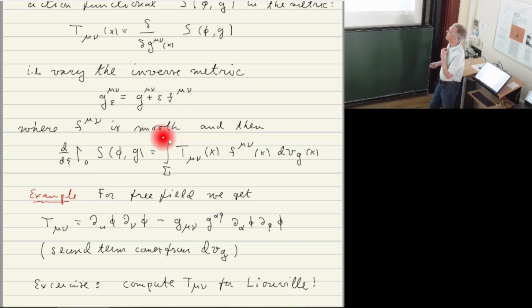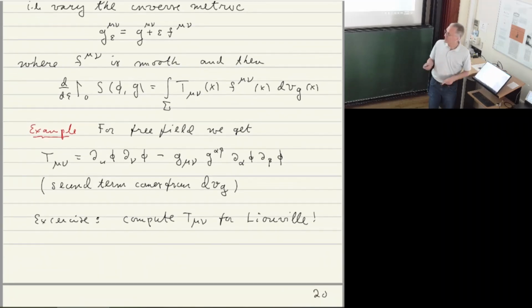Then obviously what you get is a linear functional in what you add, because it's a derivative. You can write it as an integral over the volume times something, and that something is called the stress energy tensor. It has to be contracted with this f which we add, so it has two indices, and it will be a local function because our action was local. And if you do it for the free field, that's the answer.